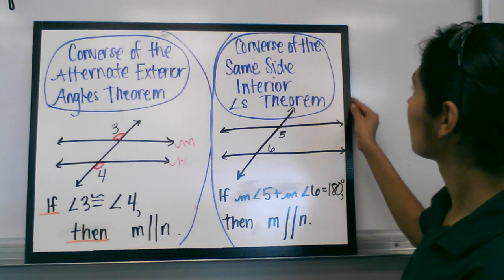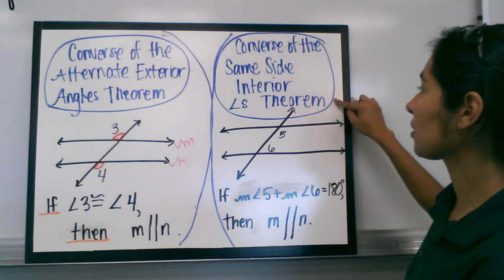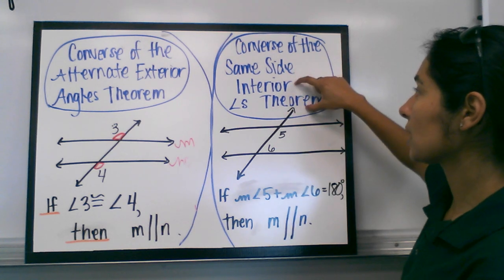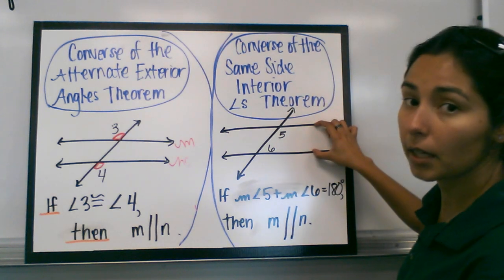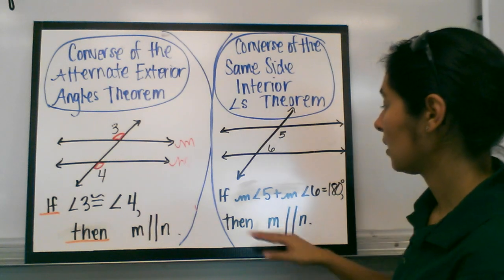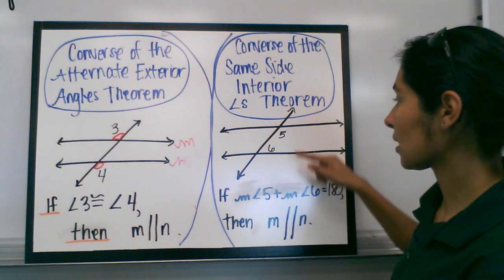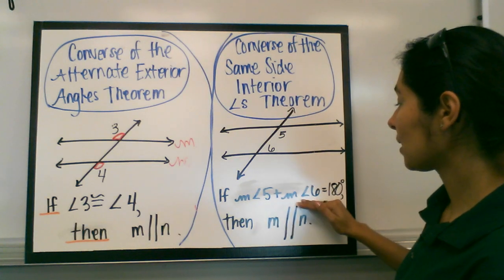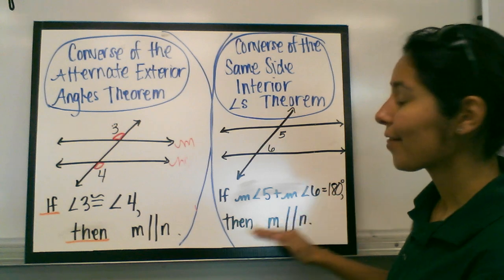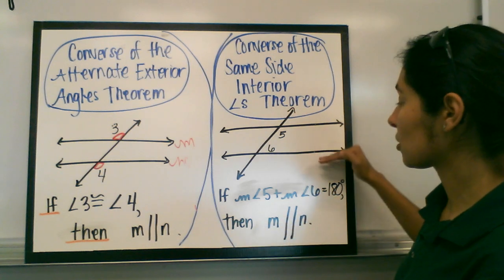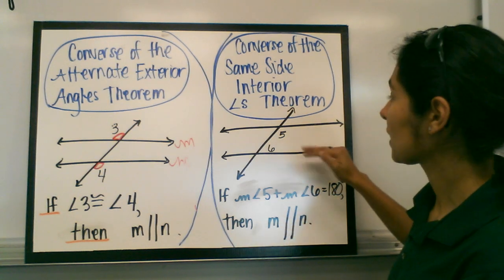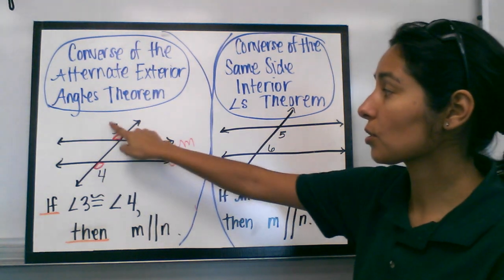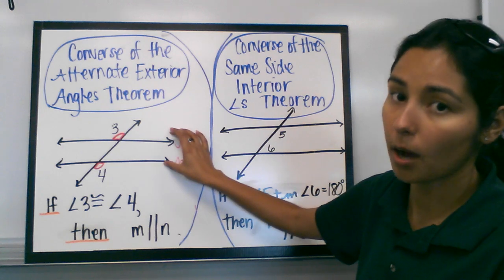Last one, I have the same side interior angles theorem. So same side of the transversal and on the inside of the lines that we're trying to prove parallel. If 5 and 6, or these two same side interior angles, when I add them equal 180, then I know that these two lines are parallel. If they equal anything else, then I know that they're not parallel. Just like if these two are not the same, then I know that they're not parallel.